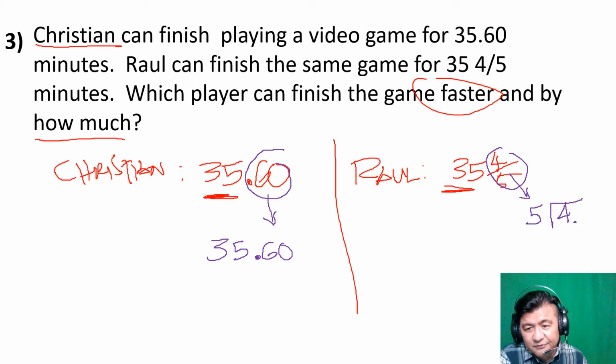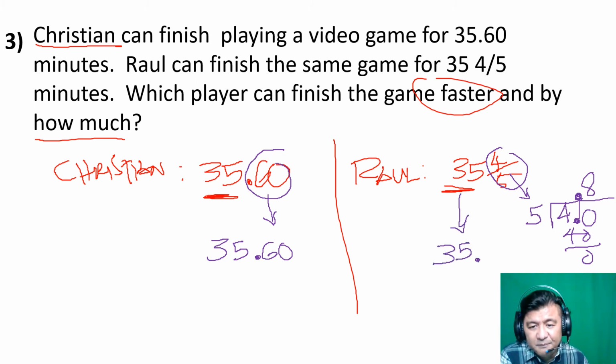You can literally divide, put a decimal point, put that decimal point up. 40 divided by 5 is 8. 8 times 5 is 40, 0. So 0.8. So you could say that Raul can play for 35.8. Can I add a 0 there? Yes, you can, so that it's easier to compare. Now, which player finished the game faster? So you could easily say what? The lesser time is 0.60, right?